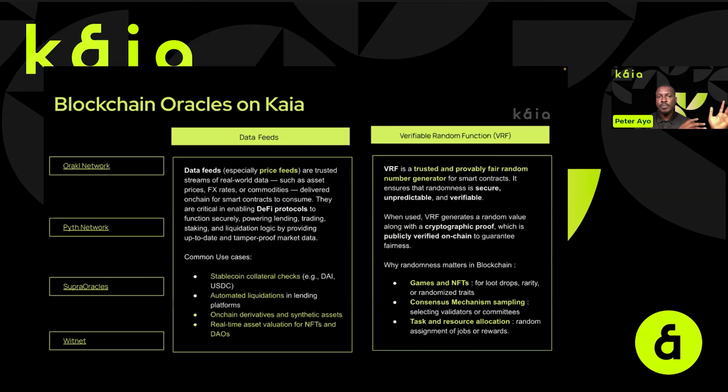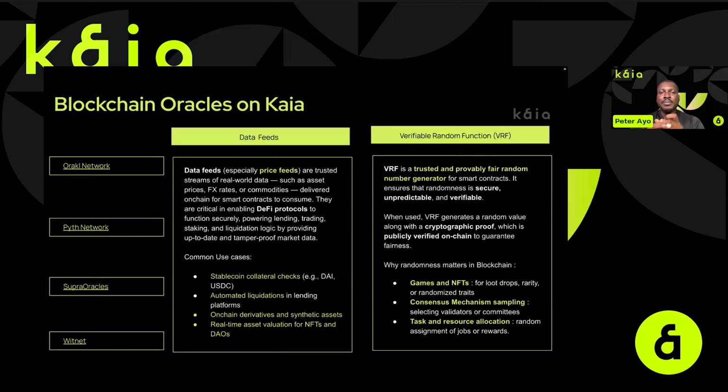Moving on. Now, what are the various blockchain oracles on Kaia? What decentralized oracles are we integrated with to bring off-chain data into our smart contract? For the first part, we have Oracle Network, which is the native oracle on Kaia. We have Pyth Network, we have Super Oracles, and also Witnet. So I want to implore us to take a look at each of these oracle providers, explore their functionalities, and how to integrate them.